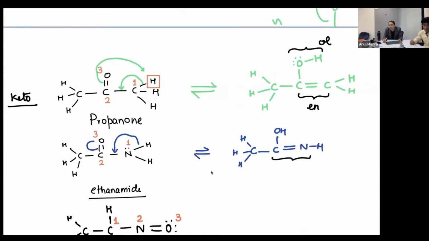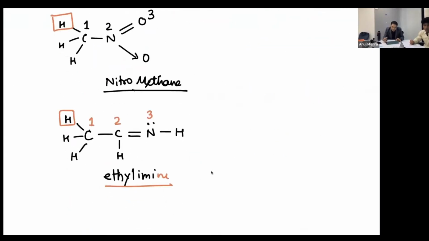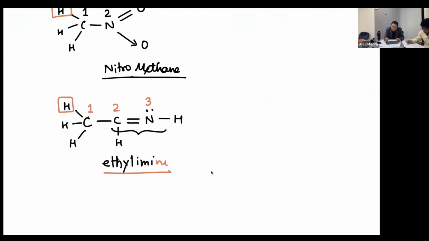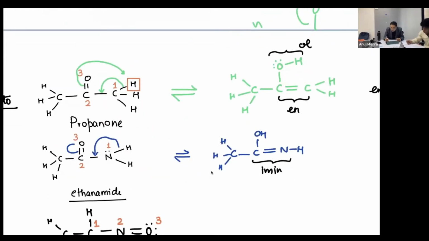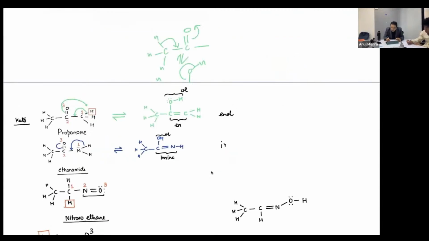बताइए. C double bond NH क्या होता है? Imine. Okay. What is this called? Imine. What is this OH called? Alcohol. तो ये क्या बन गया? Iminol बन गया. And what was the starting point? Amide. So amide became iminol. Easy. Any issues with this?